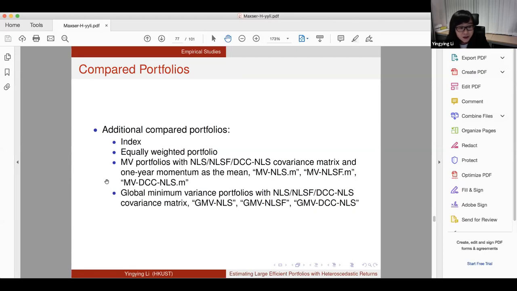And we also included in this empirical study some additional mean variance portfolios, meaning that here we have just a different mean vector as input. So this one-year momentum as the mean input has been, I think, proposed in a recent paper. This is the nonlinear shrinkage by Engle, Ledoit, and Wolf. And then we also consider three portfolios with such mean vector. We also include global minimum variance portfolios as well. Because global minimum variance portfolios have also been seen to perform quite well empirically, we include them in the comparison.